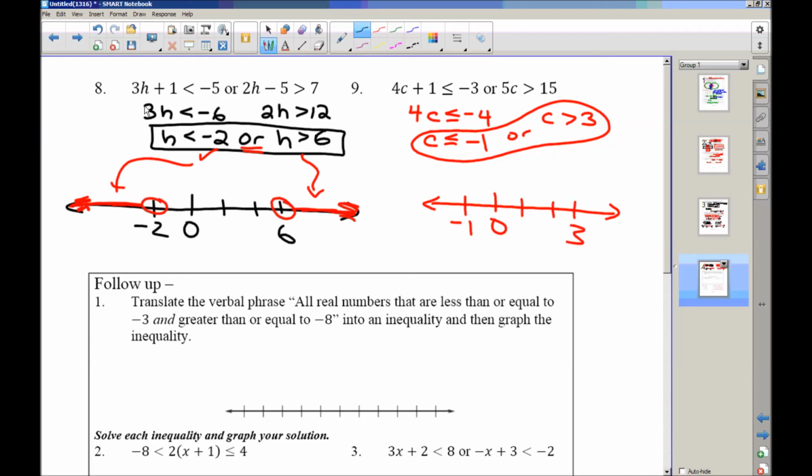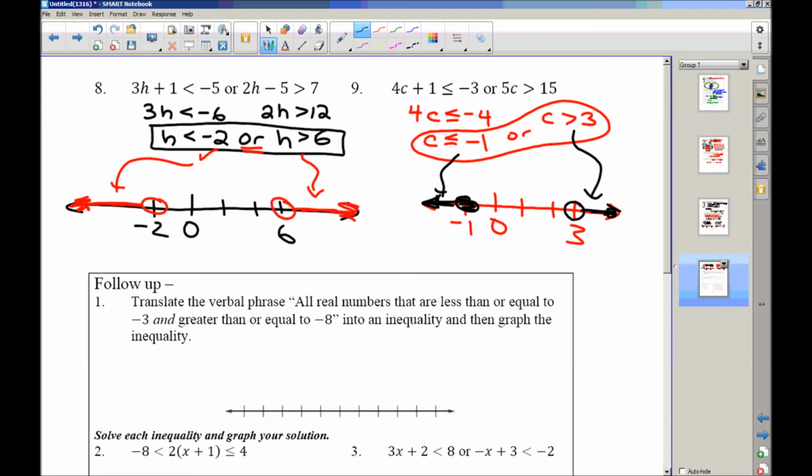Okay, so everything less than or equal to -1 gets a filled in circle on -1. Shade it to the left. And greater than 3 gets an empty circle on 3. Shade it to the right. So or is anything in the right graph, anything in the left one, or anything that overlaps them.